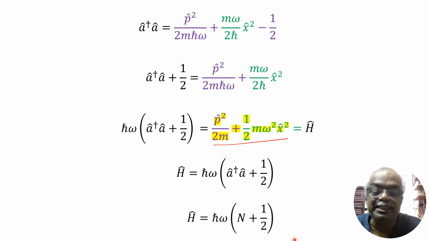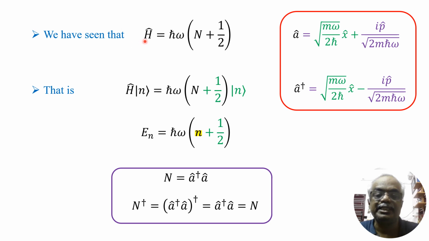Here A dagger A is called a number operator. We are going to prove the reason why it is called a number operator in a later section of this lecture. So this is equal to N. So the Hamiltonian for the harmonic oscillator in terms of creation and annihilation operator is h cross omega N plus half. We will see further detail.